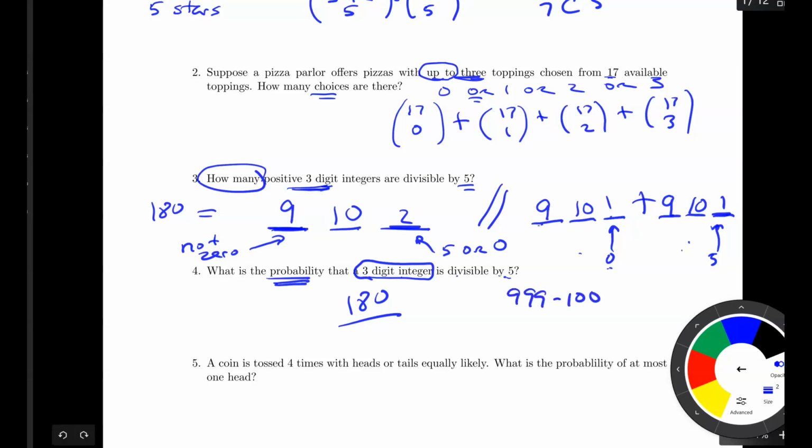999, subtract off 100 and add 1. That gives me 900.